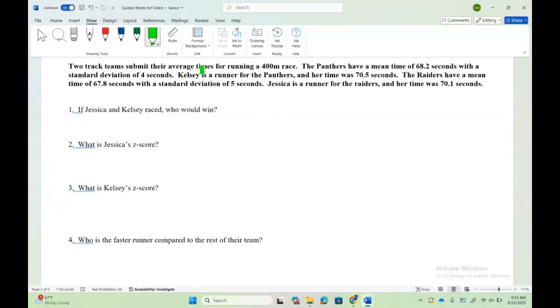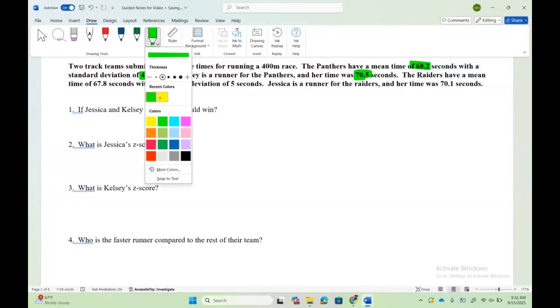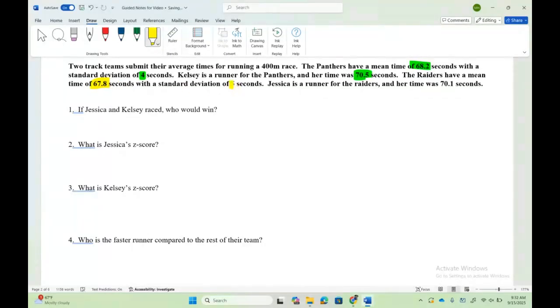We have 2 track teams submit their average times for running a 400-meter race. The Panthers have a mean time of 68.2 seconds with a standard deviation of 4. Kelsey is a runner for the Panthers, and her time was 70.5 seconds. The Raiders have a mean time of 67.8 seconds with a standard deviation of 5. Jessica is a runner for the Raiders, and her time was 70.01.